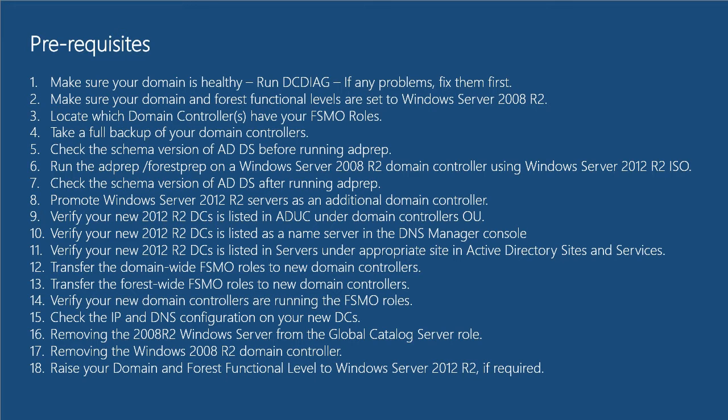Following which you'll verify whether your 2012 R2 DCs are listed in ADUC under the Domain Controllers OU, whether they are listed as a name server in the DNS Manager console, and whether they are listed in Servers under the appropriate site in Active Directory Sites and Services. After that, you'll transfer the domain-wide FSMO roles to the new domain controllers. You'll also transfer the forest-wide FSMO roles to the new domain controllers, and you'll verify that your new domain controllers are running the FSMO roles. And then you have to check the IP and DNS configuration of your new DCs. And then you may have to remove your 2008 R2 domain controllers from the global catalog server role, and then you'll demote them. And if required, you can raise your domain and forest functional level to Windows Server 2012 R2 to make use of the new features that are provided by Windows Server 2012 R2 Active Directory Domain Services.